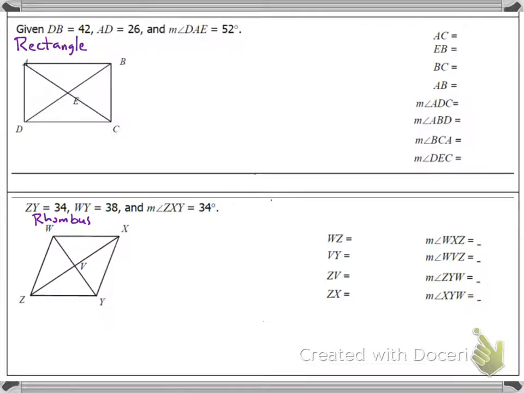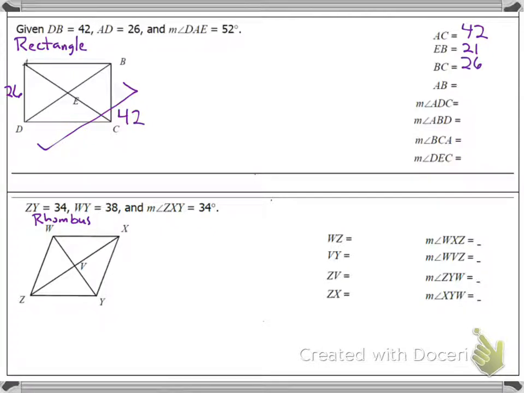So let's go through and just start to solve for some different parts. So DB is 42 and AD is 26. Now we're going to have to go through and solve for some parts. So if DB is 42 and we need to find AC, which is a diagonal, we automatically know that is also 42. In fact, because it's a parallelogram as well, we could say that diagonals bisect each other, so EB is going to be 21. BC is going to be an opposite side to AD, so that will be 26.